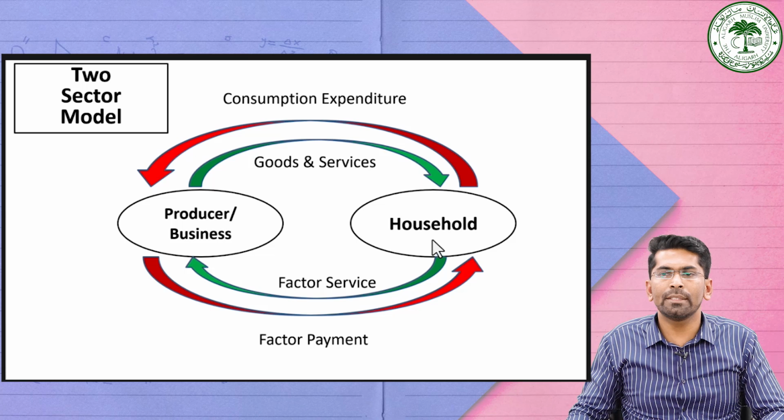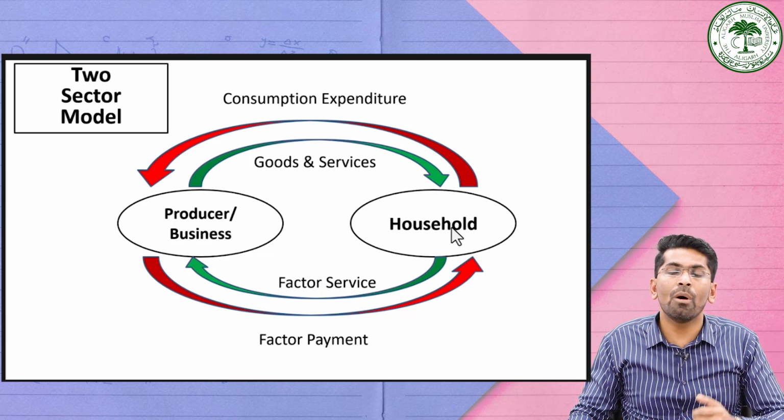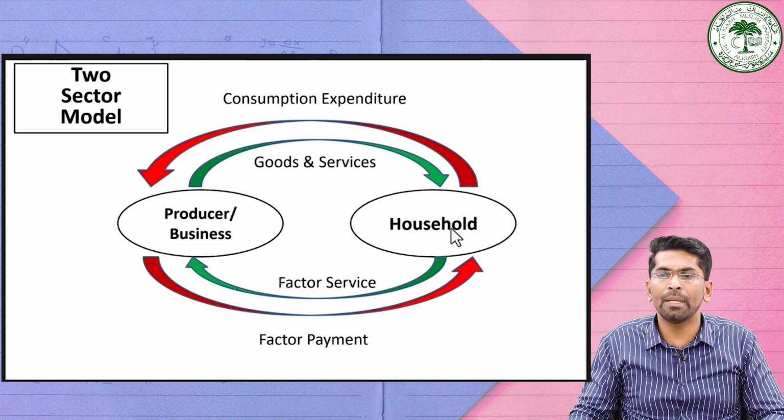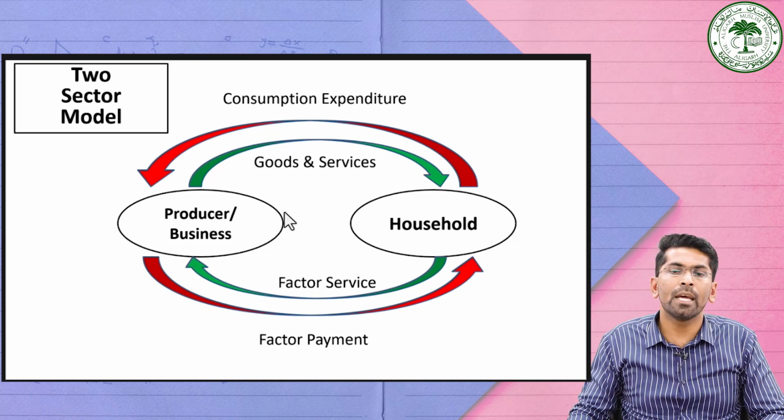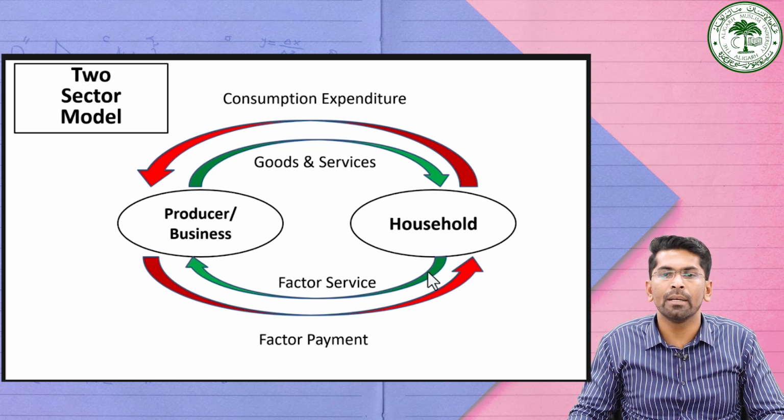The household sector represents consumers within an economy, and it supplies the factors of production. They have land, labor, capital and entrepreneurship, which they provide to the business sector. And in return, the households receive the factor payment.